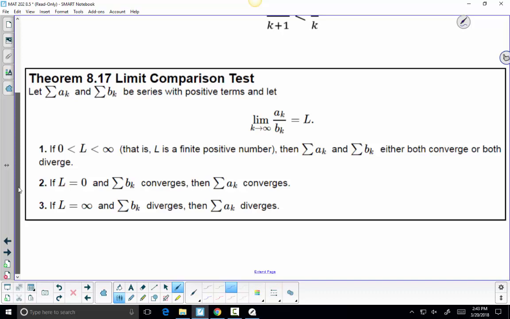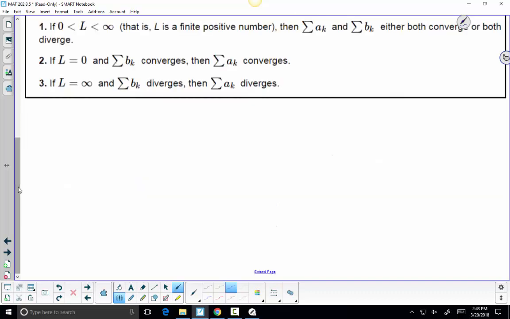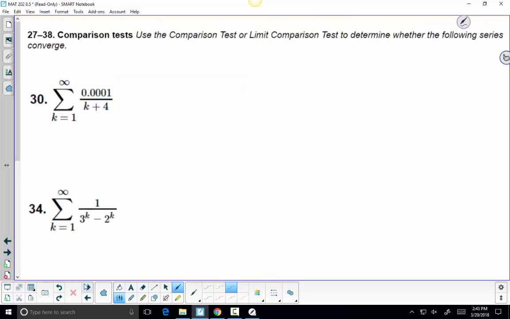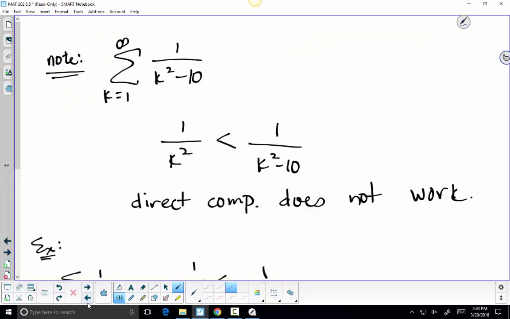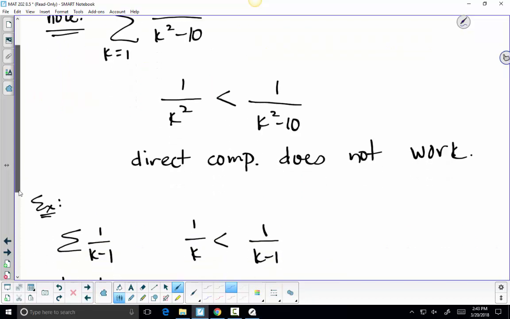90% of the time, you're in step one. And that's the part we want to master first. Limit comparison: take the limit, get a finite number, done. They both do the same thing. So let's go ahead and try. Let's actually go back to the ones that I suggested, and let me show you how we could work them.